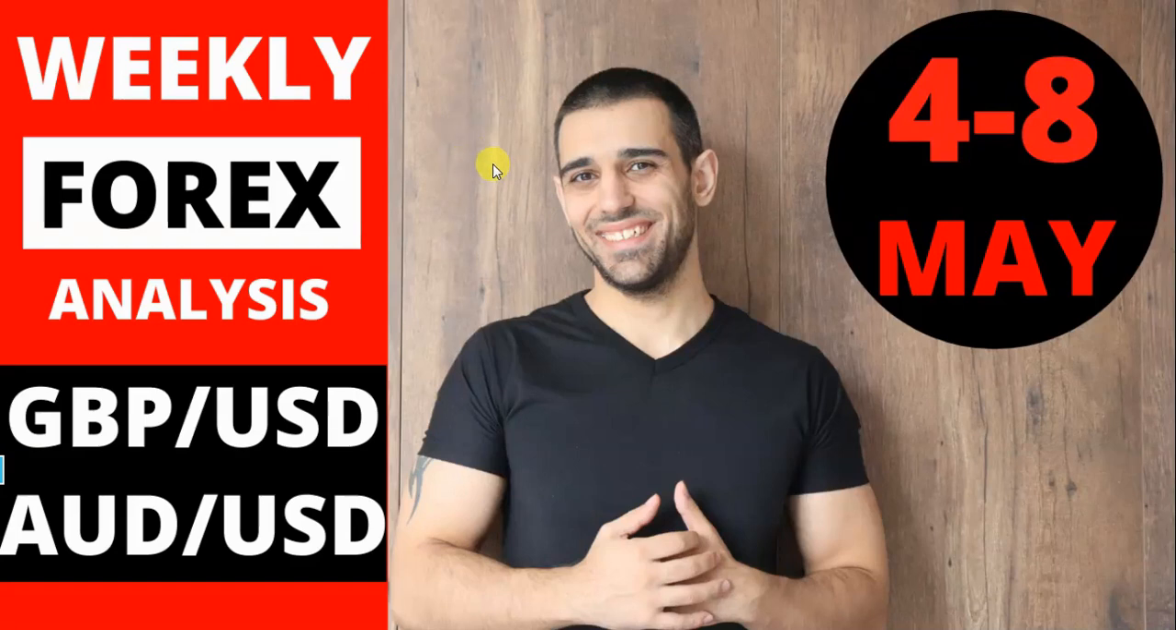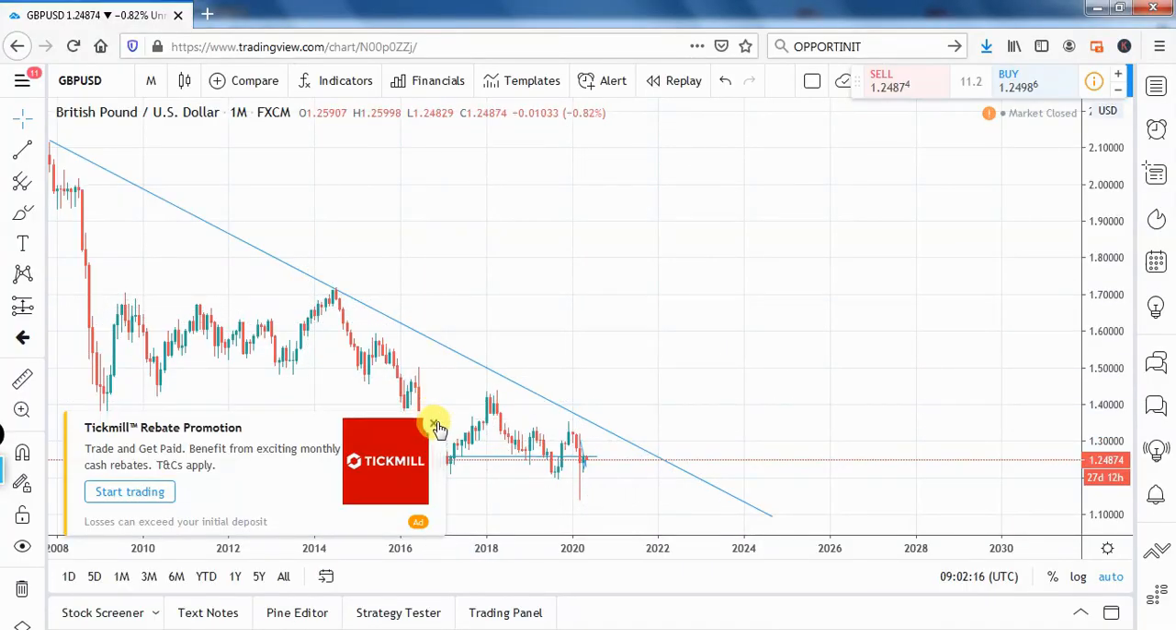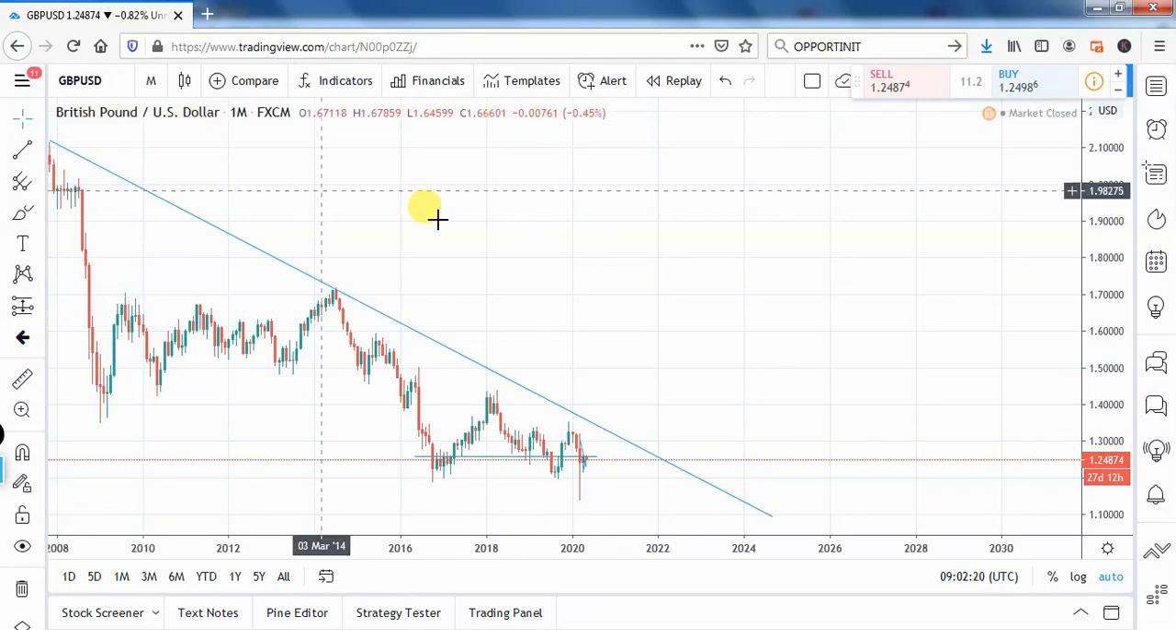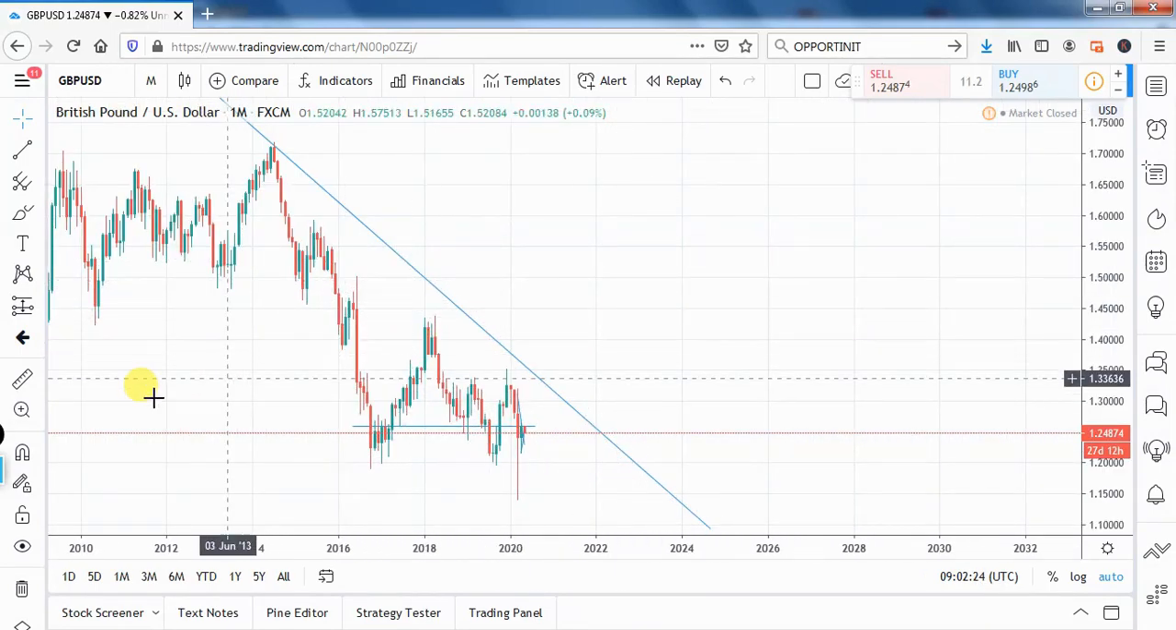So without further ado, I'm going to jump into TradingView and we're going to start analyzing the currencies. We're going to start with the British pound against USD. I've got the monthly time frame in here, so I'm going to start analyzing.